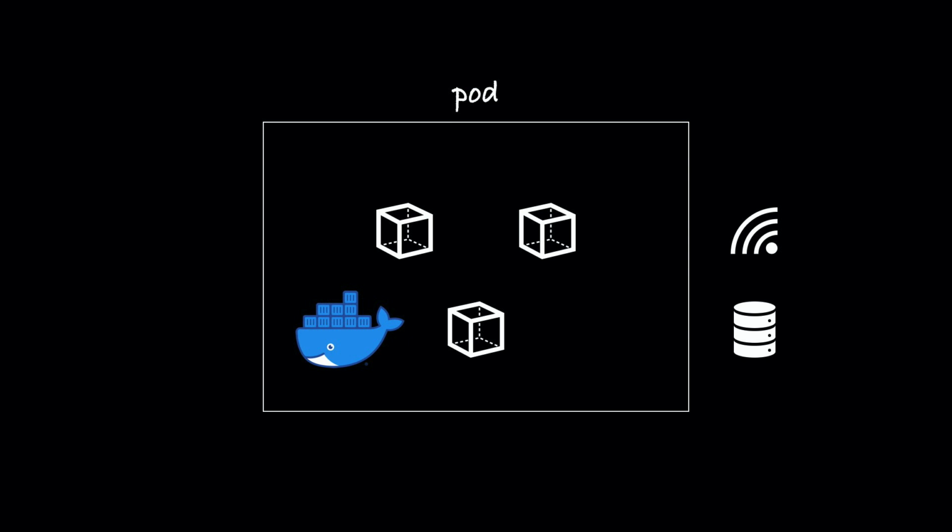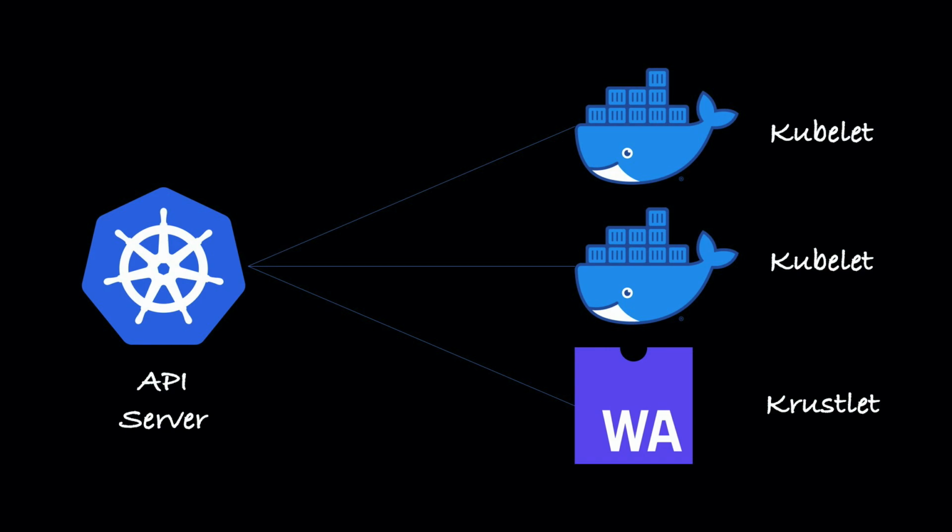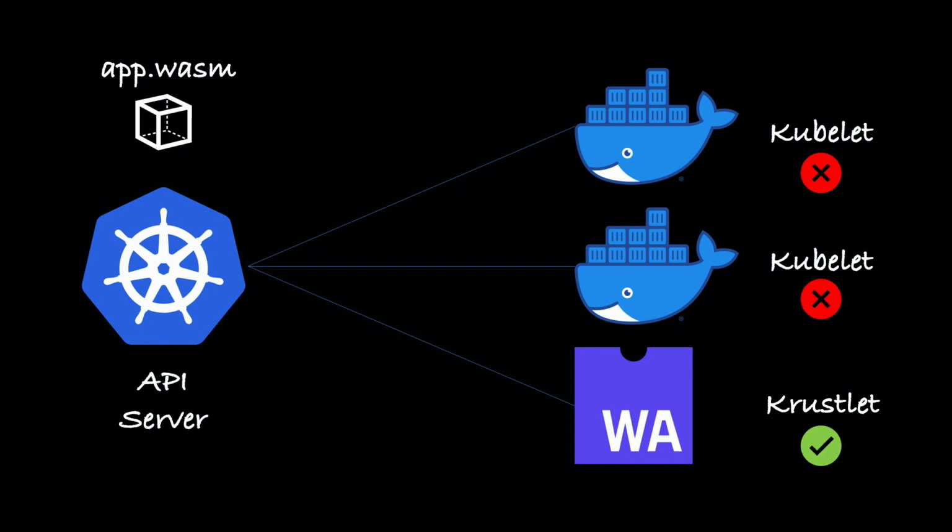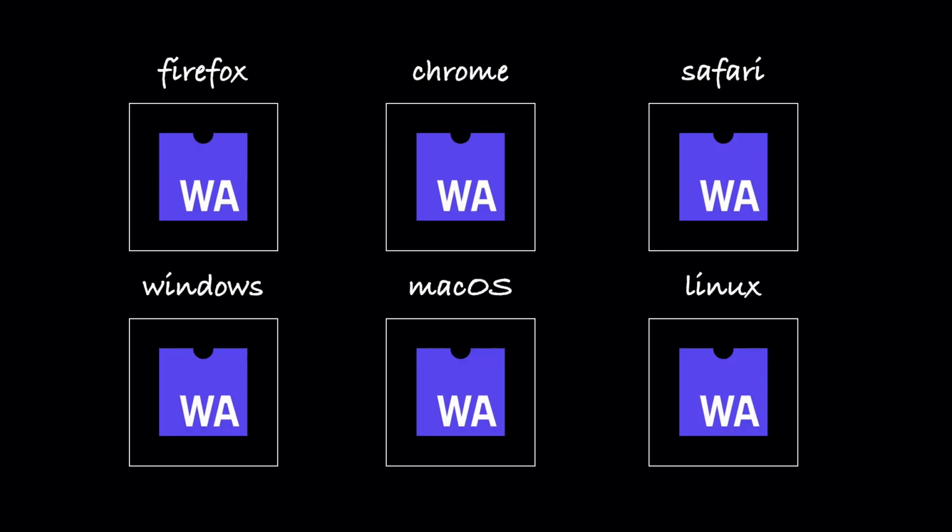Krustlet is a new spin on the kubelet. Instead of container images, it uses WebAssembly modules as the primary workload. It registers the node to the Kubernetes cluster, informing the API server that it can run WebAssembly workloads. When a user asks to run a pod using WebAssembly, the API server will then check the cluster for a node that can run WebAssembly, see that Krustlet is installed and running and available, and schedule the pod to that node.